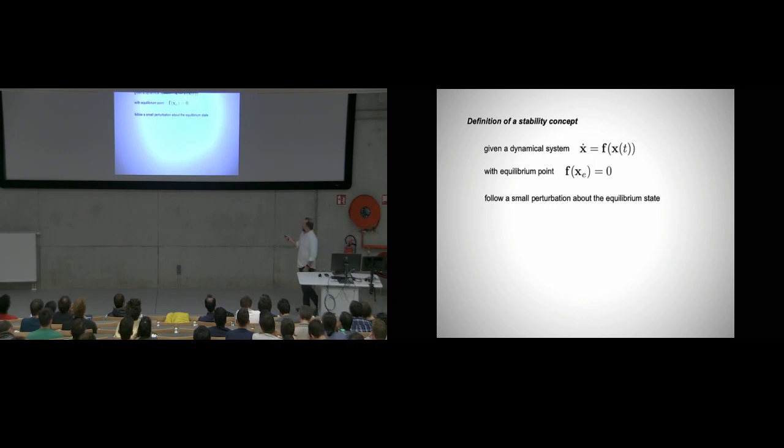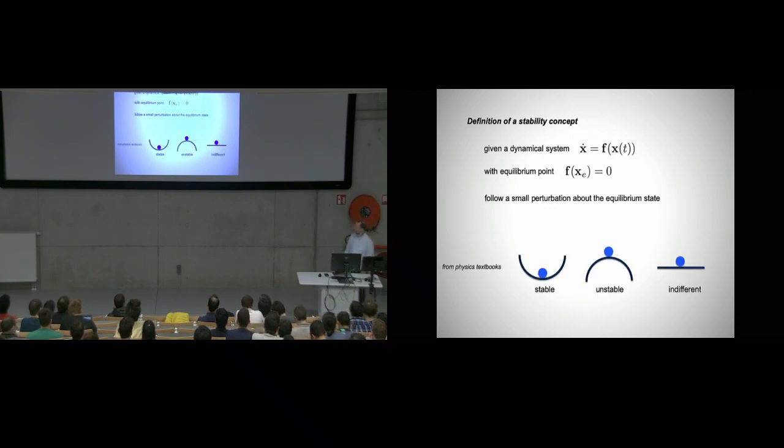And then we're going to follow a small perturbation about this equilibrium state. So we're going to zoom in onto this equilibrium state and see what happens if we deviate just a little bit from it. The classical picture in all the physics textbooks is like this. We have a ball. The bottom is an equilibrium point. If you displace it, it rolls down and returns to its equilibrium. It's stable. If it's unstable, it rolls off, and it's indifferent or neutrally stable if you can just push it back and forth and it stays there. So this is an intuitive way of describing the stability of an equilibrium point.